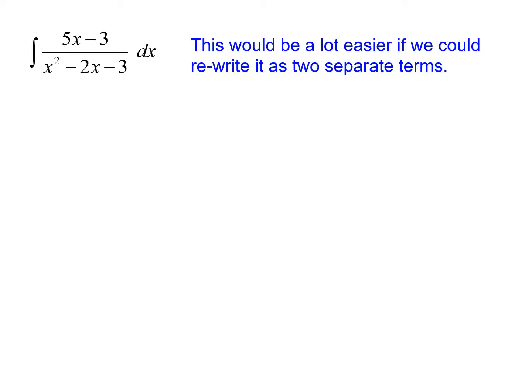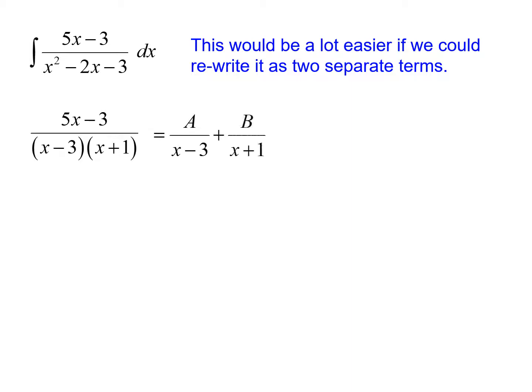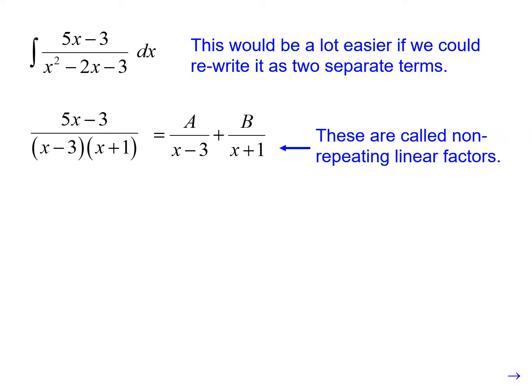So we're going to see if we can figure out this integral by using partial fractions. We're going to rewrite this in an equivalent form. So we'll ignore the integral for now and do a little bit of algebra with this. If we factor the bottom, we know that this is equal to some constant a over x minus 3 plus some constant b over x plus 1. And these are called non-repeating linear factors.